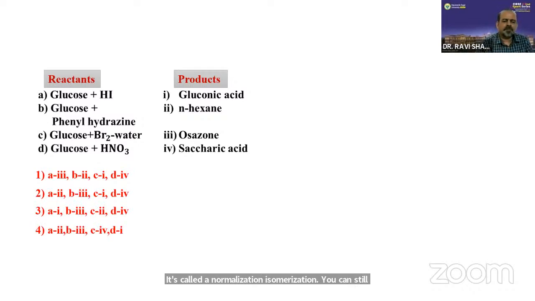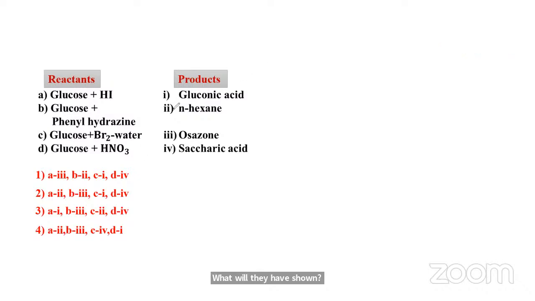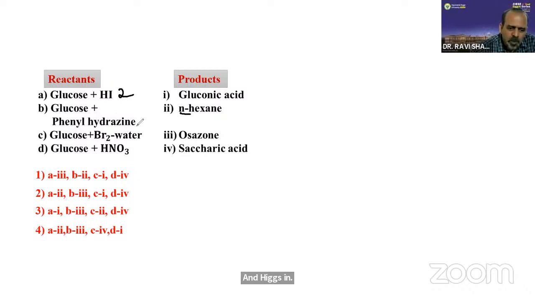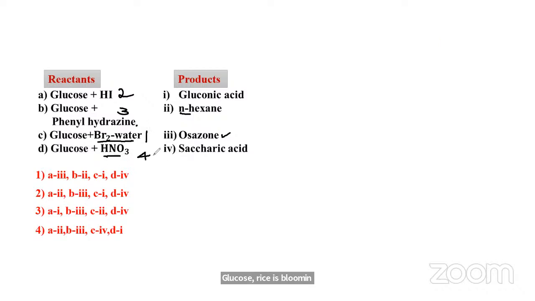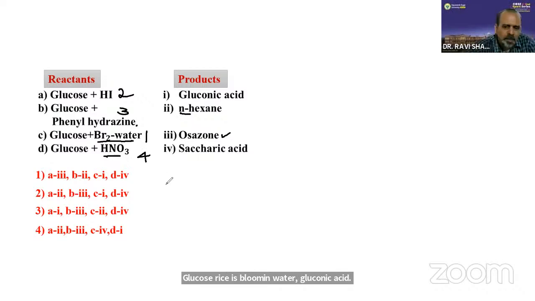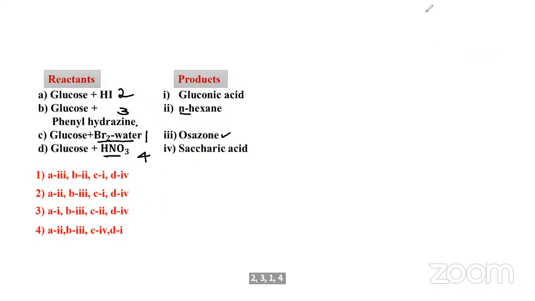What will be the option? Glucose reacts with HI. It forms n-hexane. So second option. Glucose reacts with phenylhydrazine, so it gives osazone. Third option. Glucose reacts with bromine water, gluconic acid. Glucose reacts with HNO3, saccharic acid. 2, 3, 1, 4. Second option.